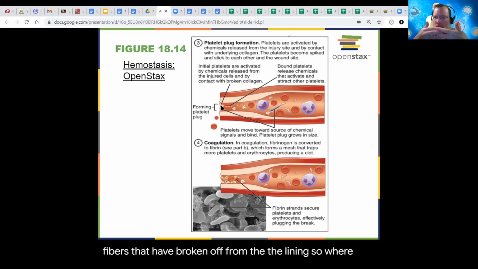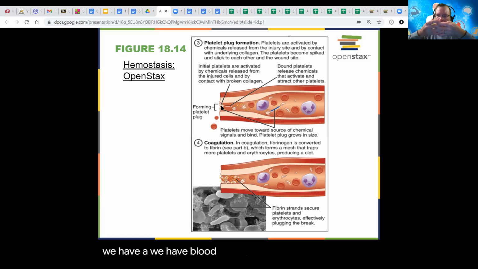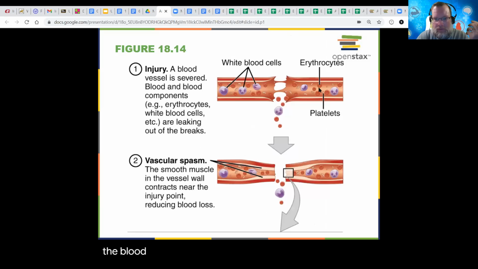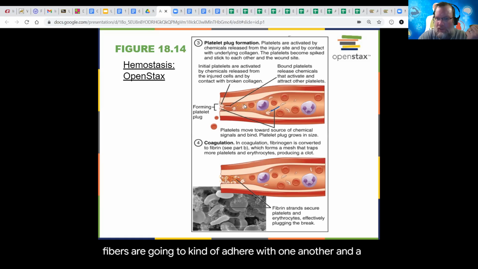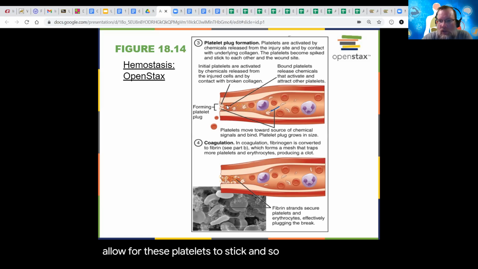Okay, so we have a blood vessel, we've broken it. Now we've got some tendrils or some fibers where we tore the blood vessel. So you can see them up here better. Okay, so there's going to be some collagen fibers. Well, these collagen fibers are going to adhere with one another and allow for these platelets to stick. And so that's called a platelet plug. All right. Well, it's not great, but it's pretty darn good.